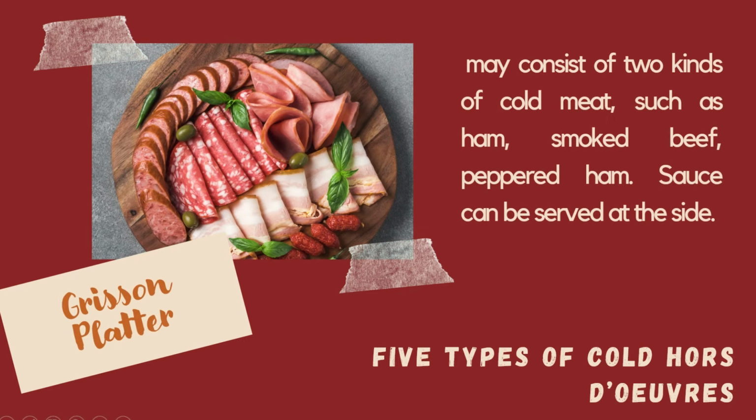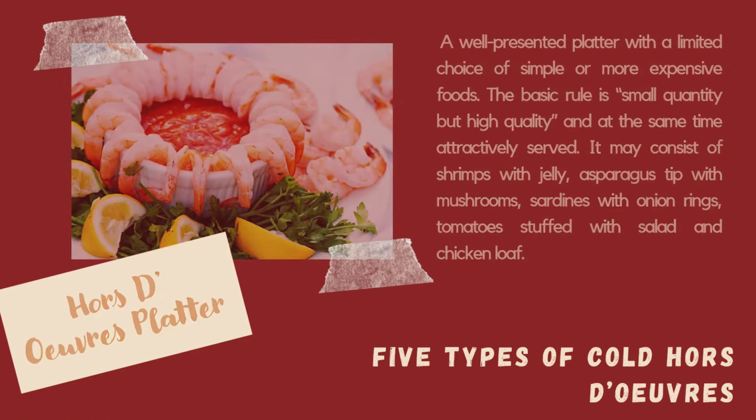The next one is grison platter. Ano kaya ang difference ito sa naunang cold hors d'oeuvre appetizer? It may consist of two kinds of cold meat such as ham, smoked beef, peppered ham. Sauce can be served at the side. So ito palang grison platter ay purely meat dapat ang nasa isang platter. At hindi lang basta meat, ito ay cold meat. Pwedeng ham, pwedeng smoked beef, or any other meats na maaari nyong mailagay sa isang platter.